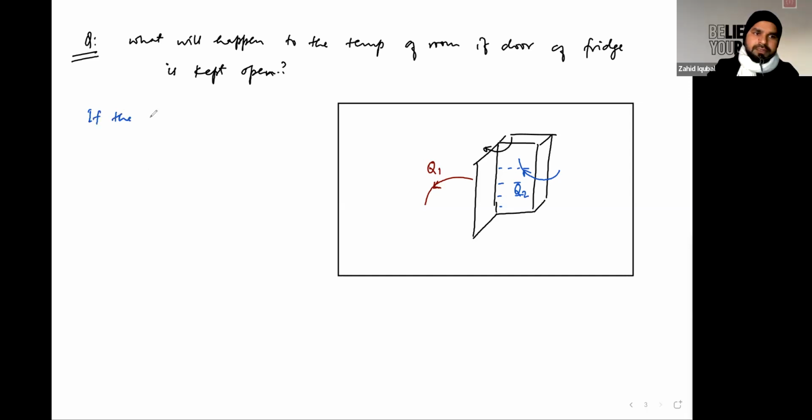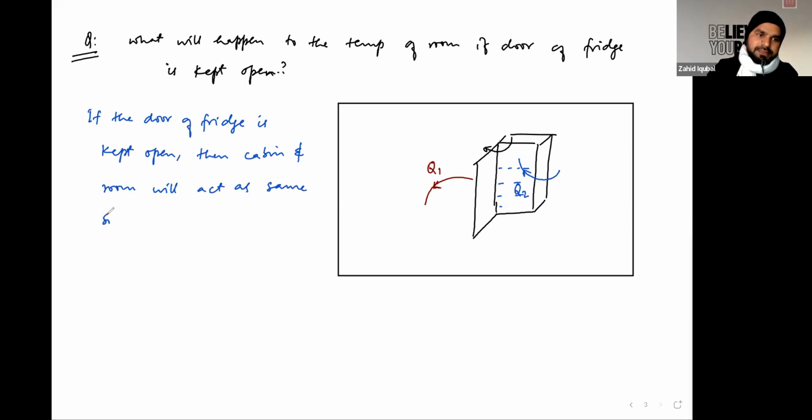If the door of fridge is kept open, then cabin and room will act as same system.